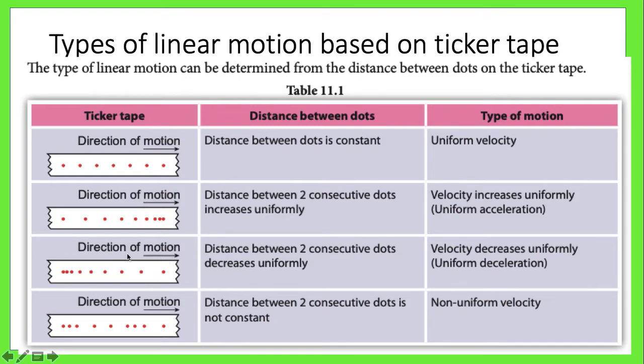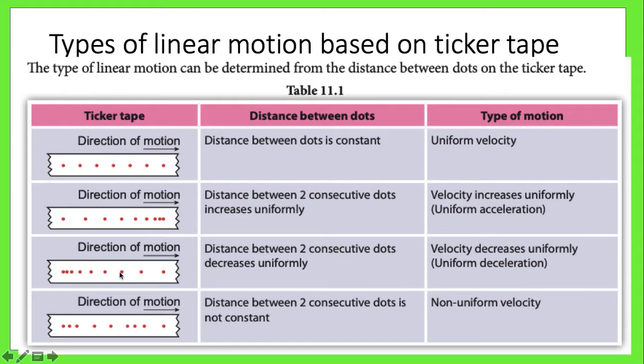Now let's look at this ticker tape. This ticker tape has a direction towards the right. Therefore, this will be the initial velocity and here will be the final velocity. By looking at the distance between the dots, you can conclude the initial velocity is higher compared to the final velocity. Therefore, this object is moving in uniform deceleration. At first, it's moving fast and then eventually slowing down.